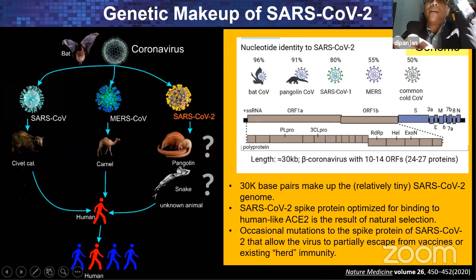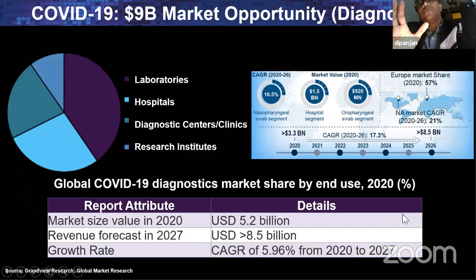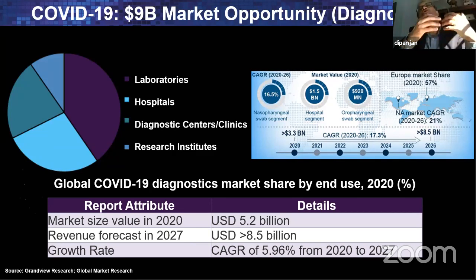It has a lot of similarity to SARS-CoV and some of the other viruses that have been found from bats and pangolins, but it is going to change a little bit with mutation.